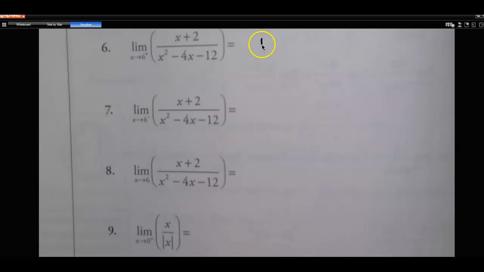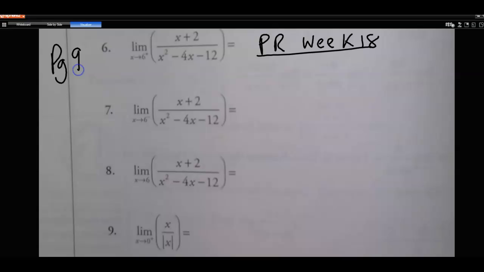This is for week 18. And we're starting off on page 97 with number 7. Alright, so the first thing that we're going to try to do here is try direct substitution first. That's always how you try a limit at first.